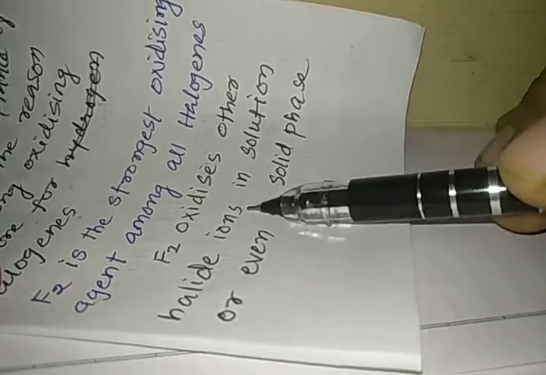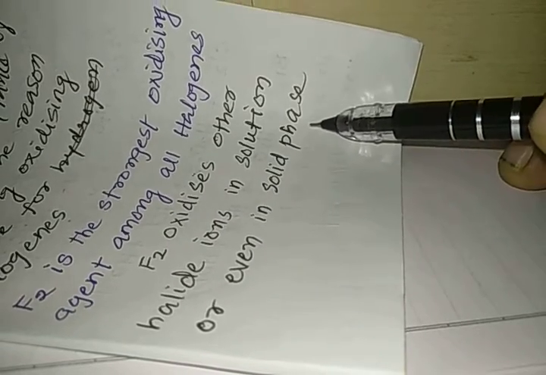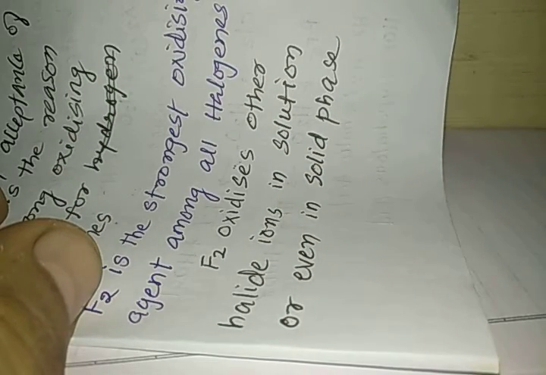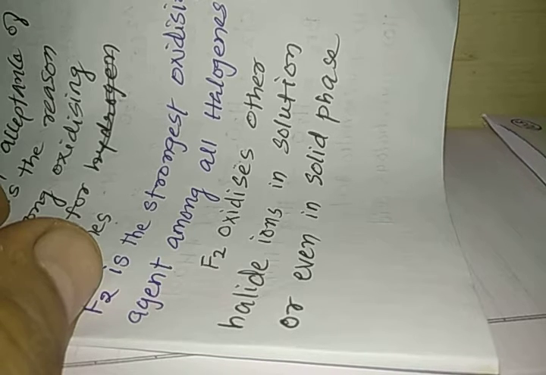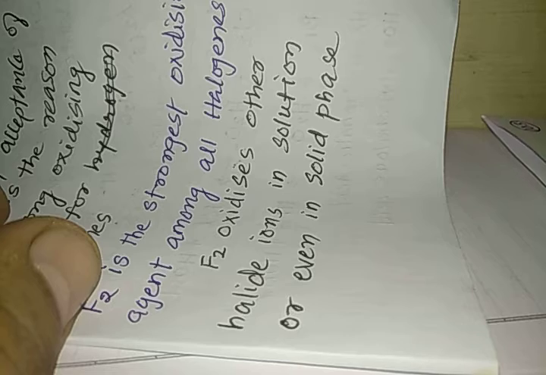F2 oxidizes the other halide ions in solution or even in solid phase. Please remember, generally the elements oxidize the other elements in either the aqueous state or the gaseous state, but here fluorine can oxidize the other elements even in their solid state. Such a strong oxidizing agent fluorine is.